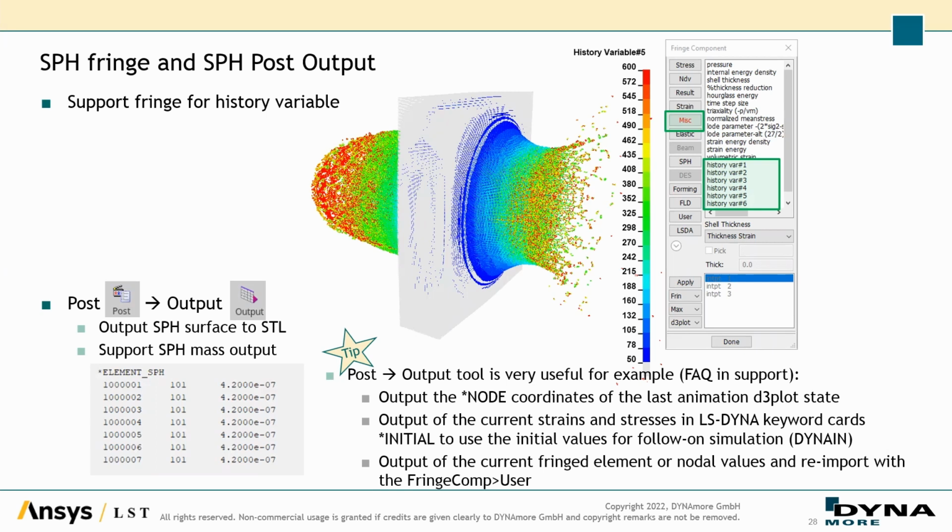I think you know the DYNAINI file. And you can output the current fringed element or nodal values and re-import with the fringe comp user option. So you can modify these outputted files with scripts or something else, and you can re-import it and fringe your new values again on your model.